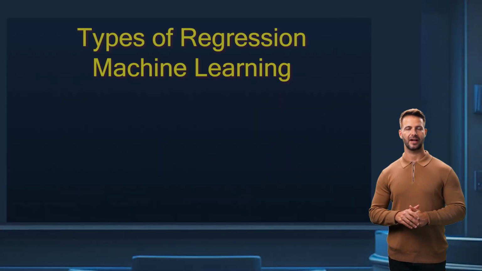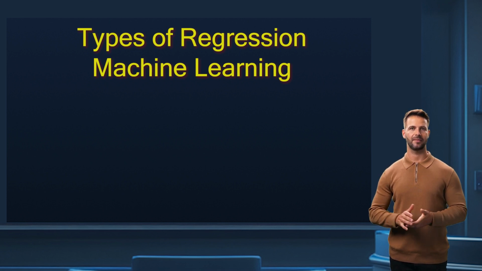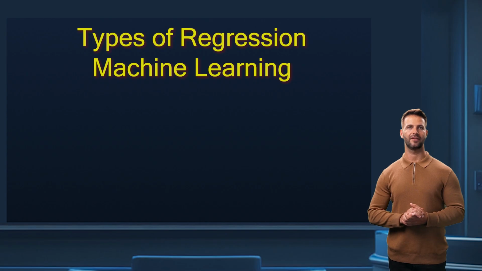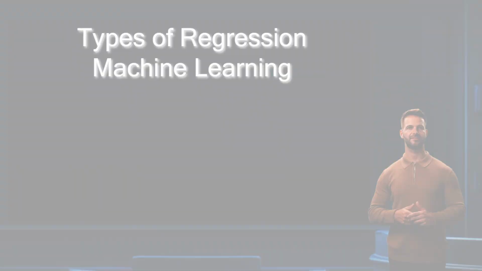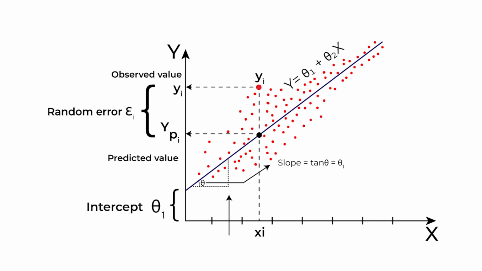So what are the types of regression machine learning? There are several types of regression techniques, each suited for different types of data and relationships. First, linear regression. Linear regression is a statistical method used to predict a continuous dependent variable based on one or more independent variables by finding a linear relationship between them, essentially drawing a straight line through data points to estimate future values. It's a supervised learning algorithm that aims to minimize the difference between predicted and actual values using a linear equation.